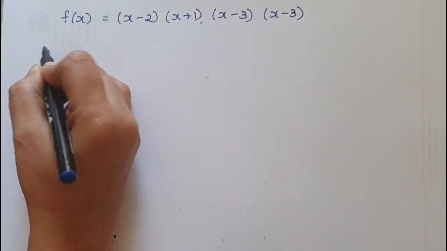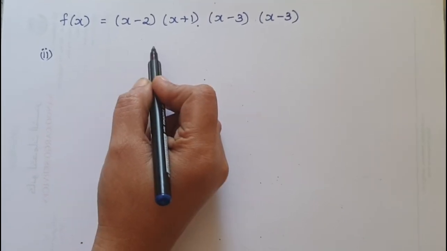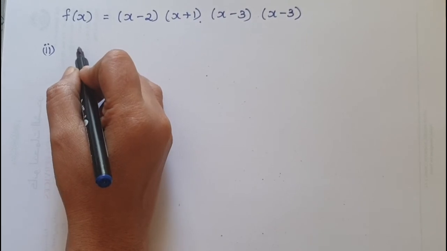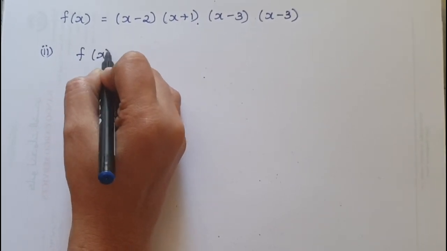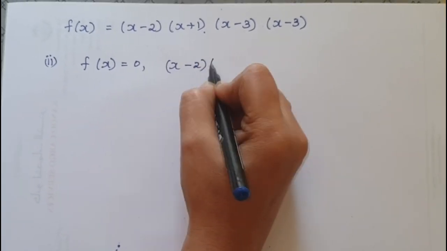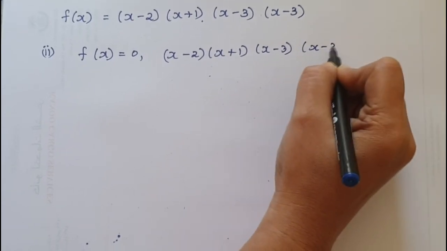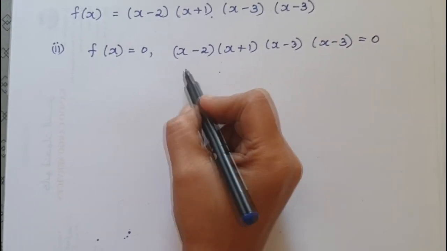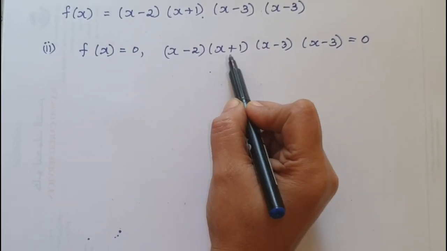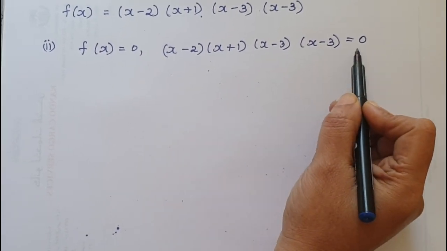Now for our second part of the question, we have to solve the same function. In order to solve, we have to find the value of the variable whichever is in the question. That means we need to equate f of x equal to 0. So automatically we get our expression x minus 2, x plus 1, x minus 3, x minus 3, all this will be equal to 0. So either x minus 2 can be 0, or x plus 1 can be 0, or x minus 3 and again x minus 3 can be 0.